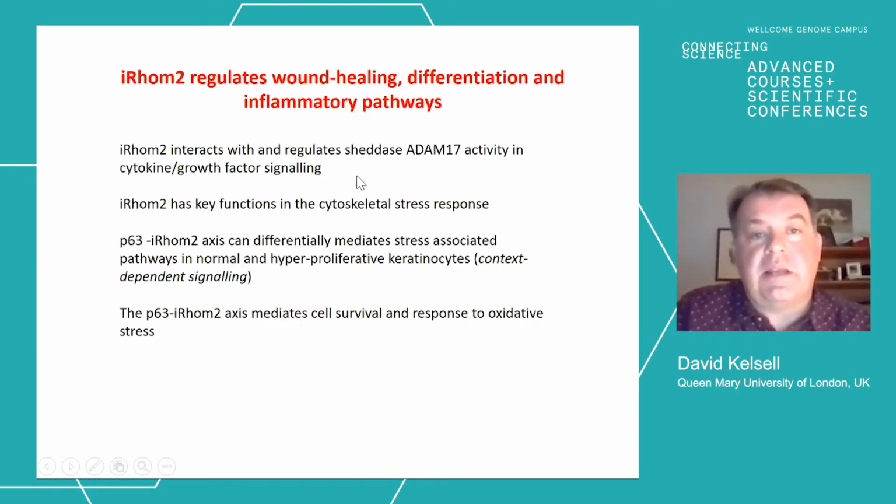So what I've shown you here is that from a standing start, where we knew very little about iRhom2, we find that iRhom2 is actually regulating many key functions within the skin, in terms of regulating the sheddases, ADAM17 and cytokine growth factor signaling. Also it seems to regulate the cytoskeletal stress response. And we have this new signaling axis, the P63 iRhom2 axis, which can regulate stress-associated pathways, but it does it in a context-dependent manner. And this axis also regulates cell survival and oxidative stress.